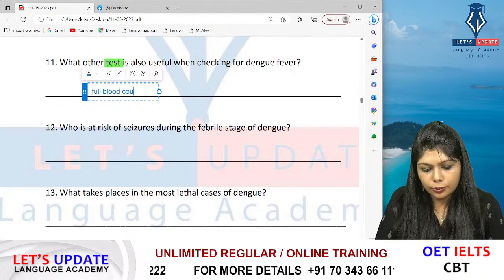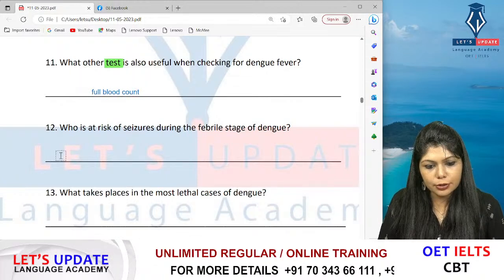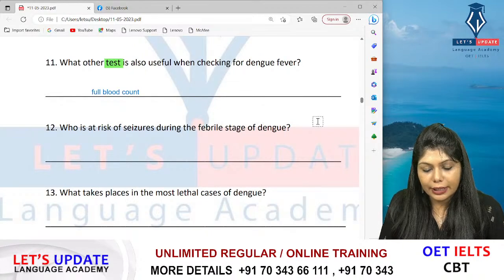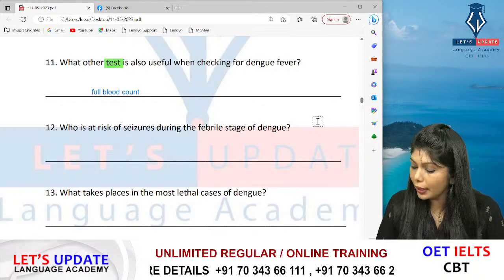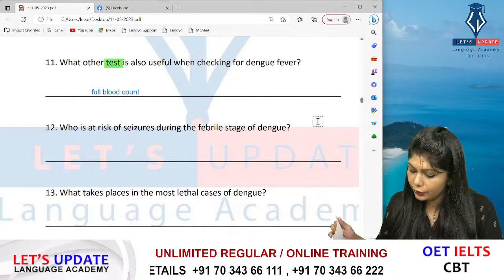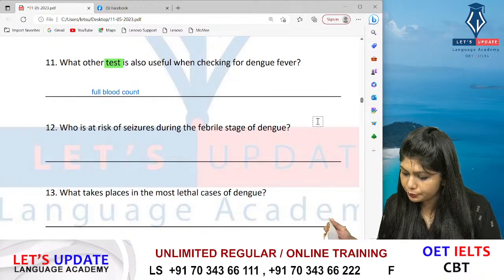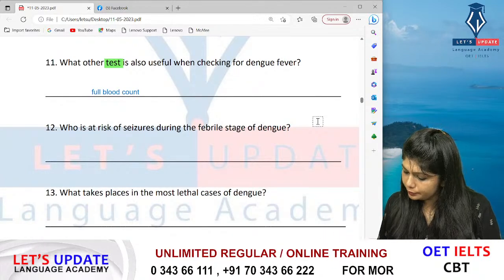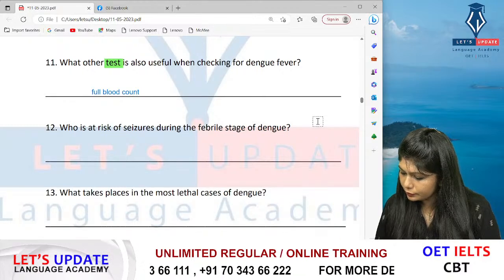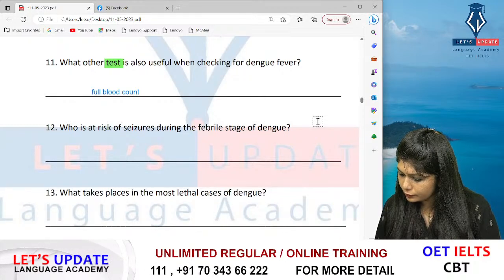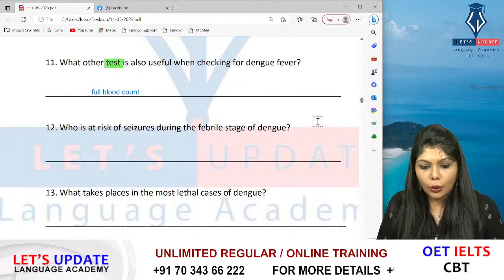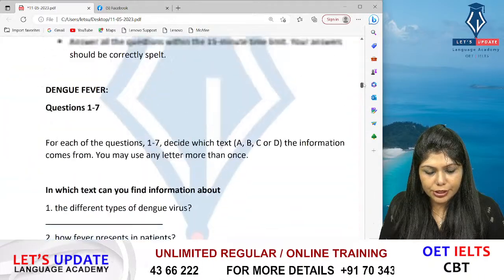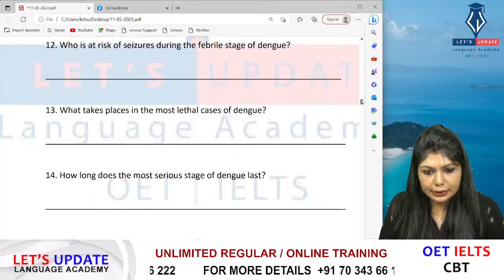Okay, so now moving to the next question, question number 12. Who is at risk of seizures during the febrile stage of dengue? Okay, the risk of seizures during the febrile stage of dengue. So where do you think this information would be in? Okay, so if you remember, we did highlight or underline this information when we read this.